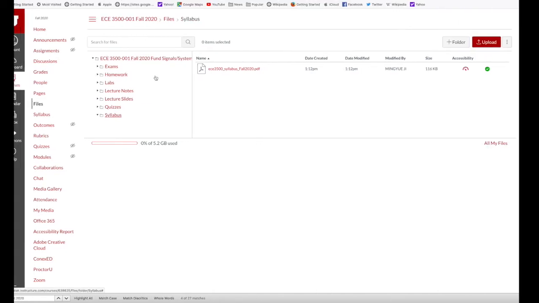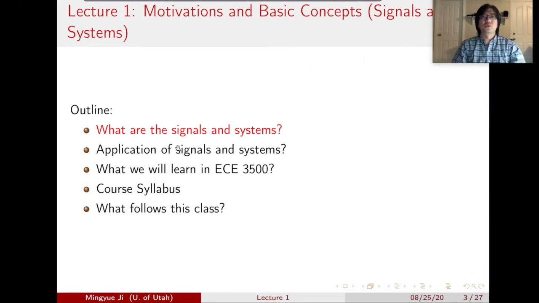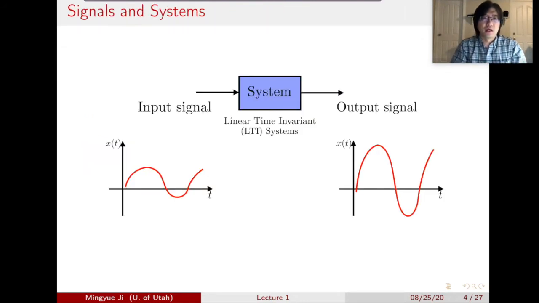Okay, thanks a lot. So now let's continue to talk about what signals and systems are. Basically, signals and systems describe a system like this. We have an input signal, and we have a block inside called a system, and then we have an output signal. The meaning of the system is that it manipulates the input signal.